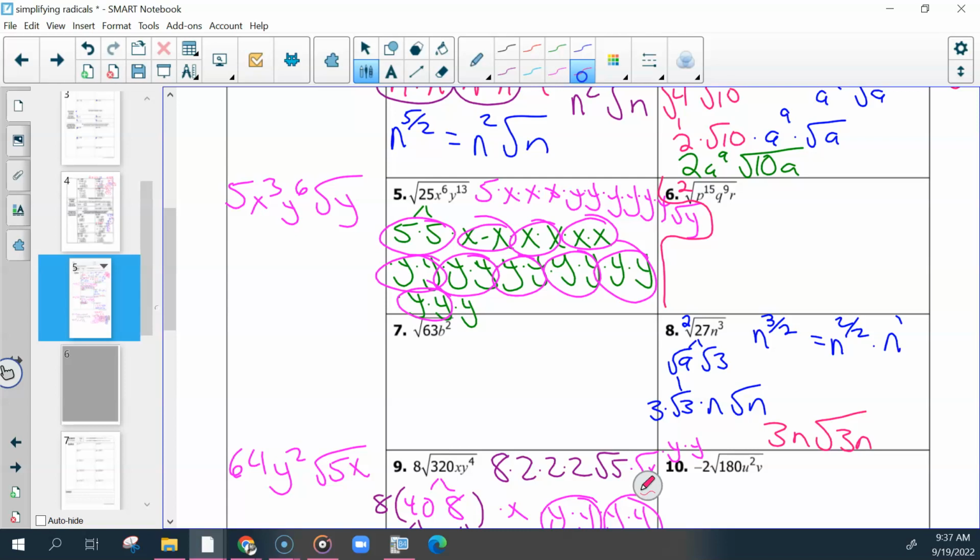7. So if I have 7 times 2, that would give me 14. So there would be 1 left over. 2 goes into 9 how many times? 4. 2 times 4 would give me 8. And there would be 1 left over.